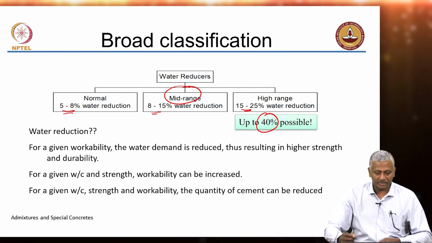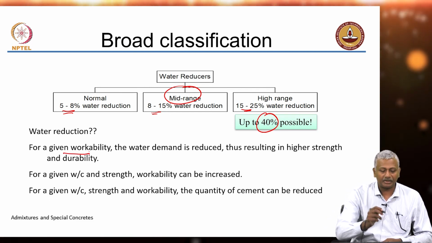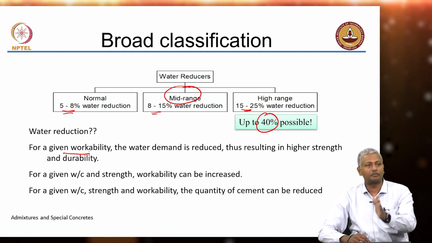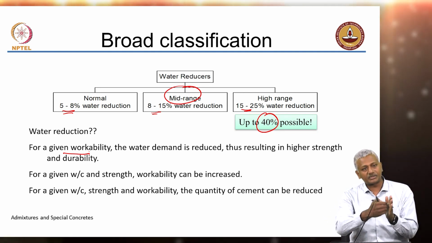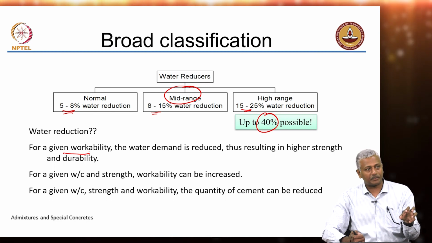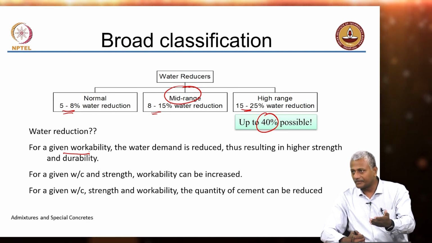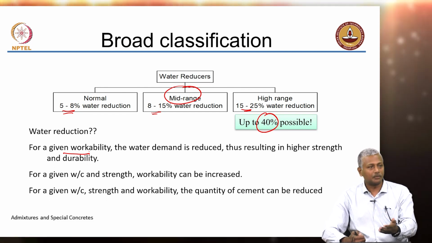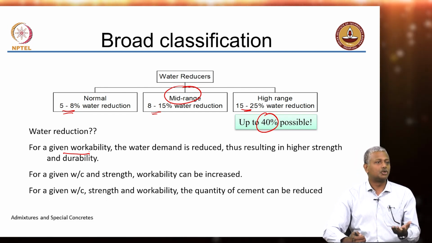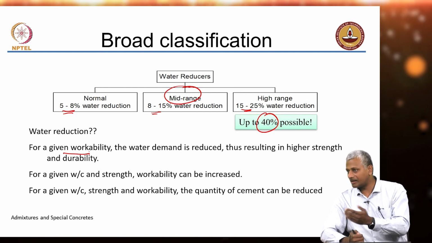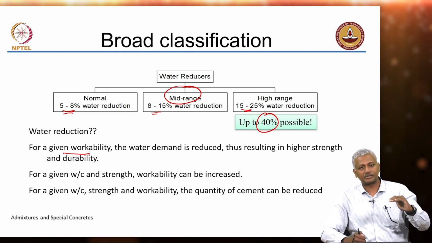So, what is water reduction? Basically, for a given workability, that means without changing the slump of your concrete, you can reduce some water by the addition of these admixtures, and reduction of that water leads to a higher strength, and because your water cement ratio is low, it also leads to higher durability. So, strength and durability are enhanced, but your workability is constant.